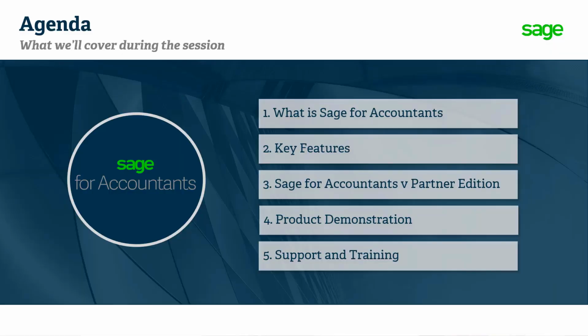The key takeaways from today's webinar are to understand what Sage for Accountants is and the differences between Client Management and Partner Edition. So we'll give you a good understanding of its key features and how you could use them. At the end, I'll share some information for further support and training, ensuring that you have the best experience.